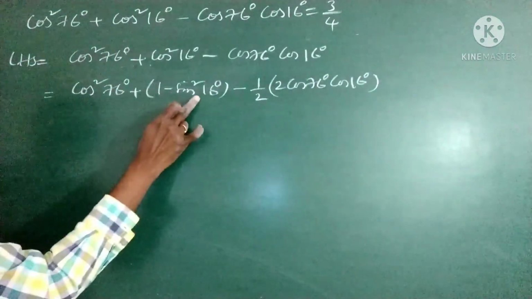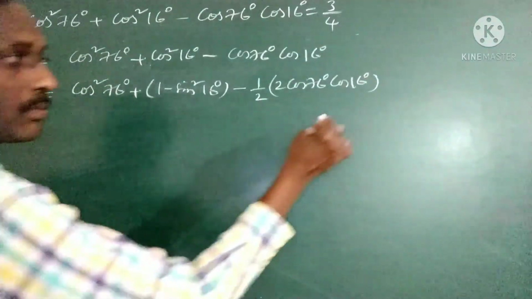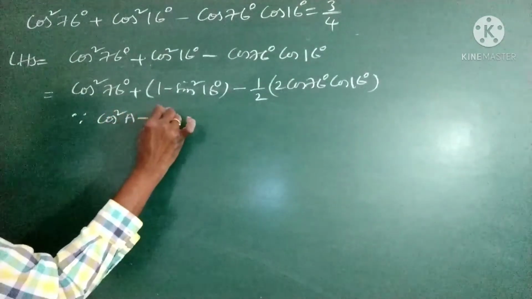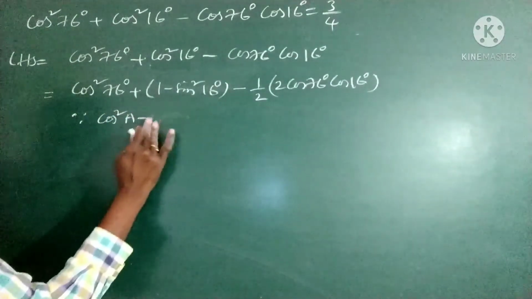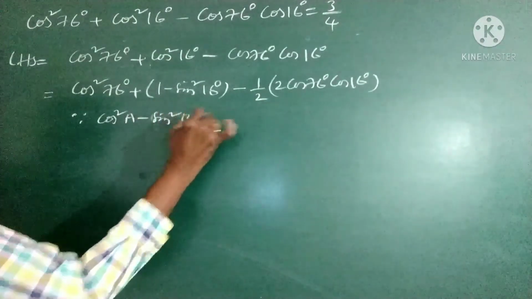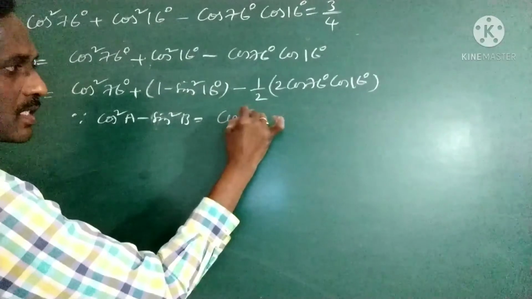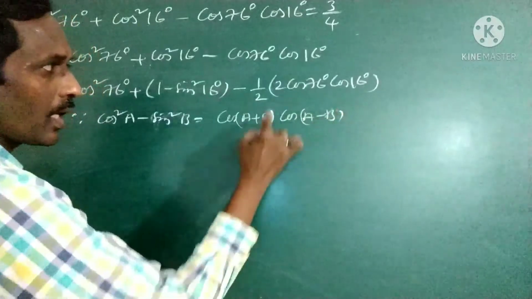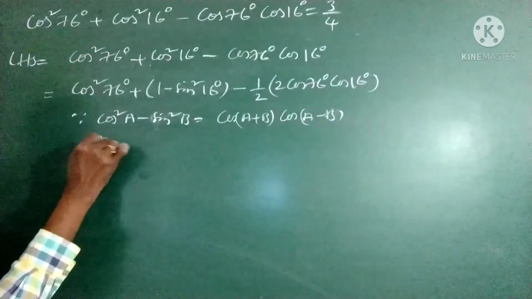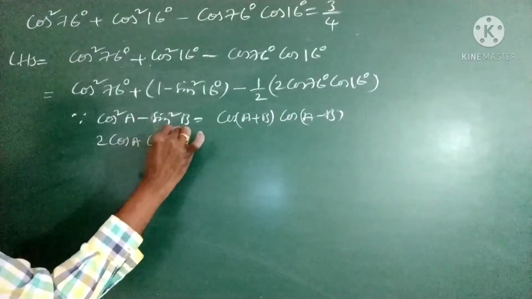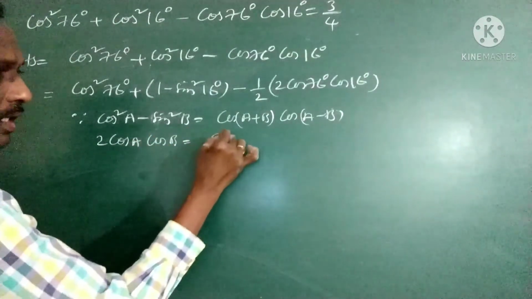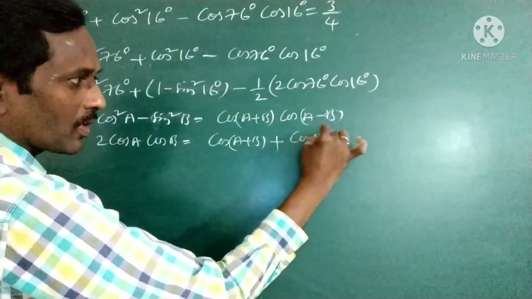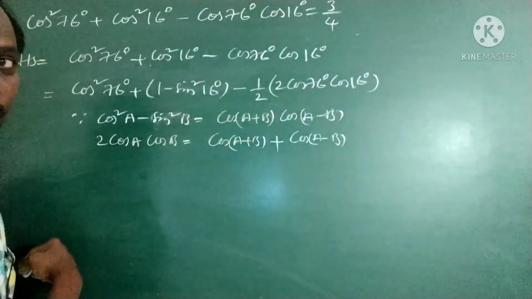Now, cos square A minus sin square B, write the formula. Here I write cos square A minus sin square B, what is this? It is cos(A plus B) into cos(A minus B). And here we have 2 cos A cos B, which we can write as cos of (A plus B) plus cos of (A minus B). So these two formulas we are going to use in this.